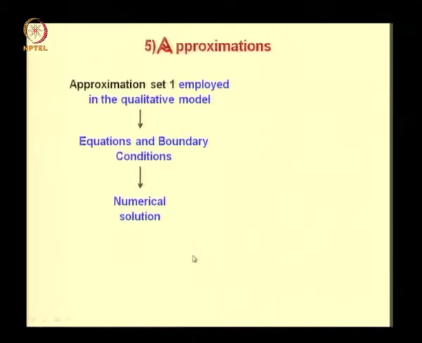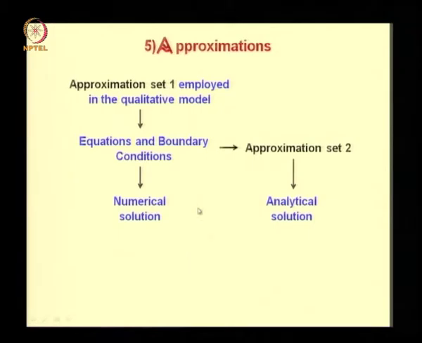So if you want analytical solution, then you make further approximations of these equations and boundary conditions to get the analytical solution. So therefore you have two sets of approximations. The approximation set 1 is the approximations associated with the qualitative model, and the approximation set 2 is the approximations associated with the equations and boundary conditions or the quantitative model.